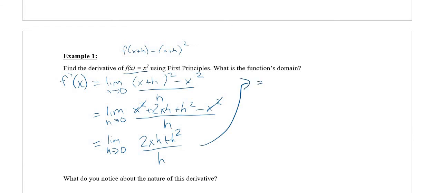But we see that all the terms up top have an h in them. So we can actually divide out an h, and it'll help make this a little simpler. In fact, it's going to get rid of that h in the bottom. So 2xh becomes 2x plus h.